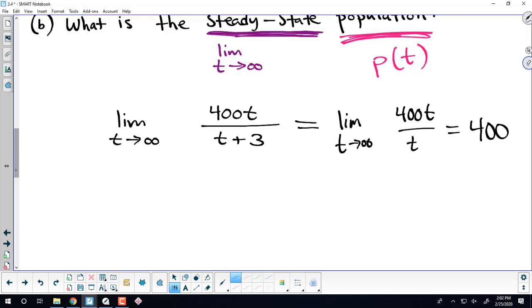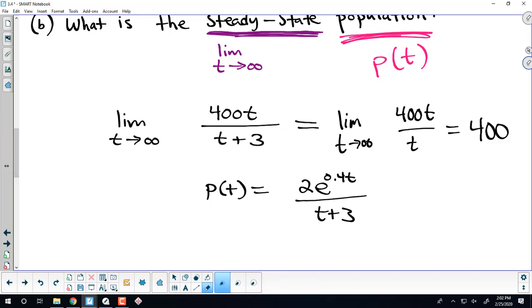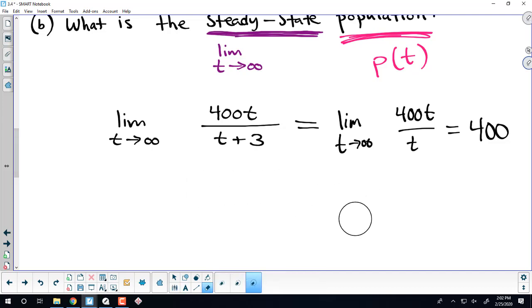Is there something that would actually go to the limit, like to infinity? Yeah, it could. It just depends on the particular model. Like if our population function was, let's say, 2 times e to the 0.4t over t plus 3, then that would go to infinity. So that population would grow forever. So yeah, there are cases. It just depends on what your model is. It certainly could happen.